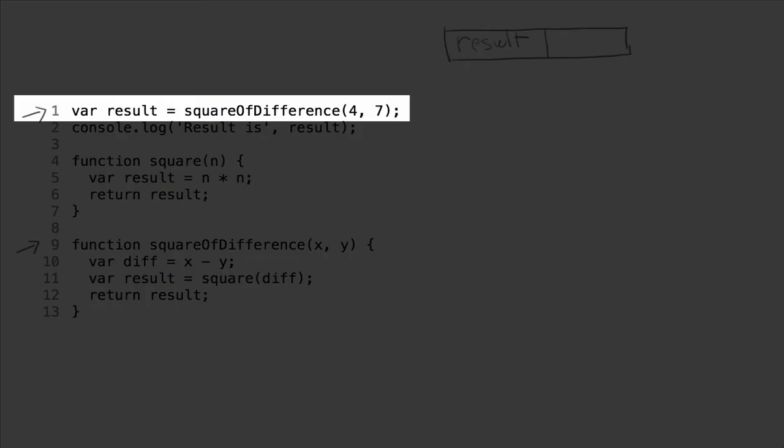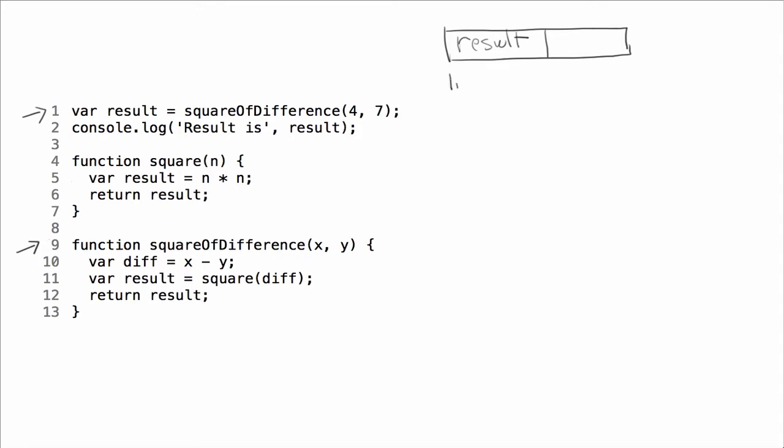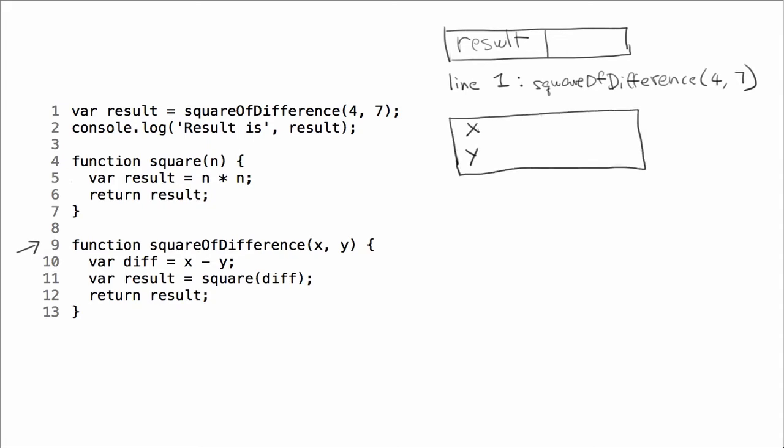But I need to remember to come back here to line 1 when the function call completes. So line 1 is called the call site. It is the location where a function call was made. So to help me remember where that is, I'm going to write down line 1 here. I'm also going to write down the way in which the function was called here so that I have a reference of what the call parameters are. So now we're good to go in the squareOfDifference function. First, I need to make some space to store the function parameters. I have x and y, and their values are taken from the call site, and those are 4 and 7.